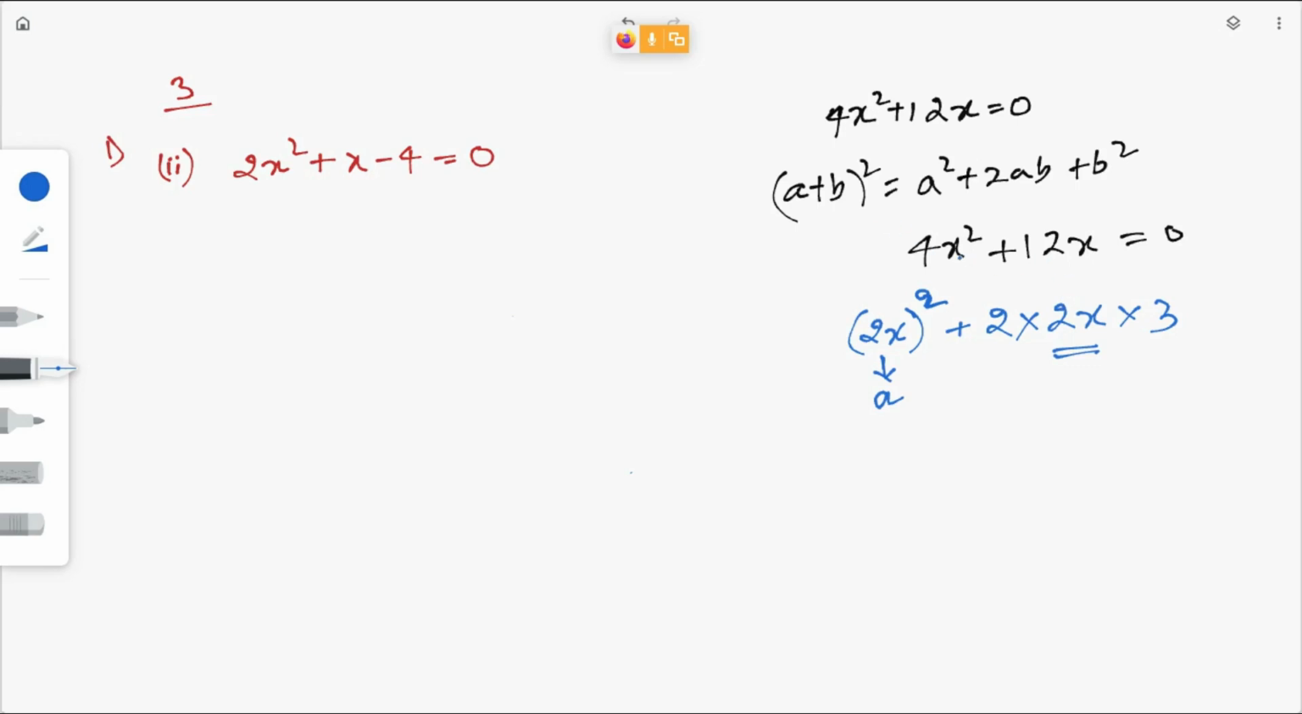Here, if it was just x square, you could have taken x here. As the first term is 4x square, you need to write this 4x square as 2x whole square. So now 2x is your a. 2x is the a, right? So here you need to take 2x into 3 plus 3 square. So what is the new term here? 3 is the new term. So plus 3 square minus 3 square is equal to 0.